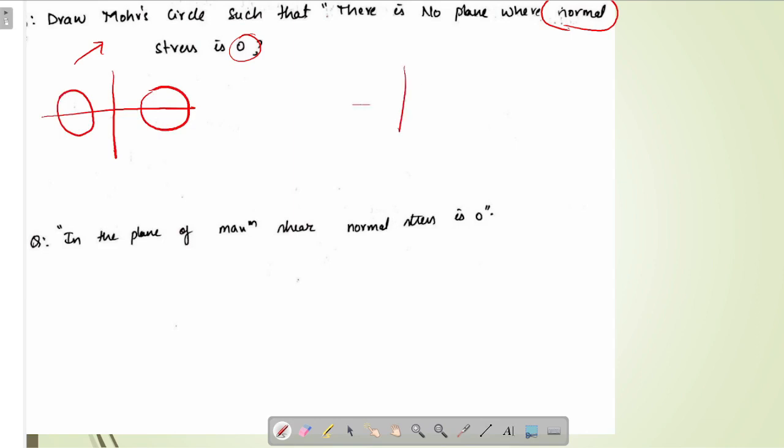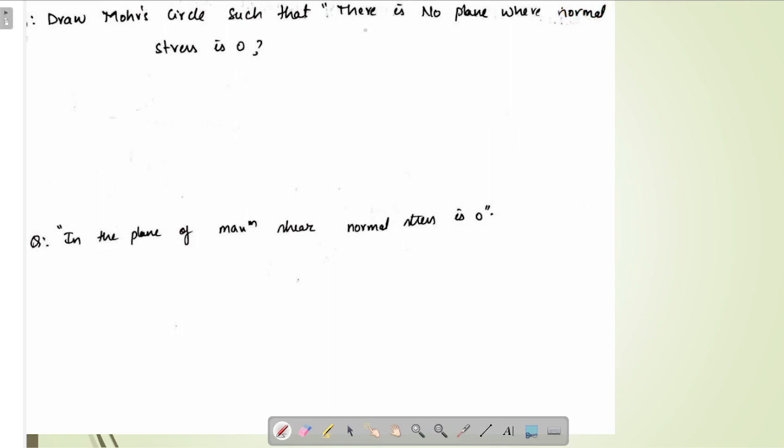See, suppose if we include origin in Mohr circle, there will be at least one plane such that normal stress is 0. See, here in this case there are two planes where normal stress is 0. Or if we take something like this, there are two planes again where normal stress is 0. So if we exclude origin from our Mohr circle diagram, there will be no plane where normal stress is 0. Say here in this case, at every plane there exists some normal stress. There is no 0 normal stress plane. Okay, this will be the answer.